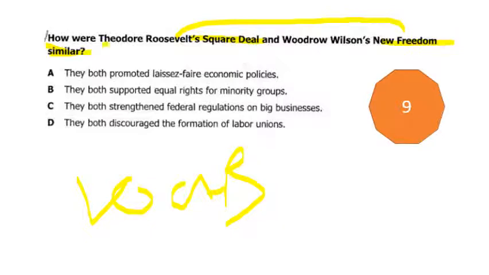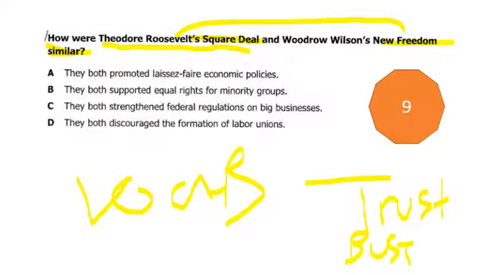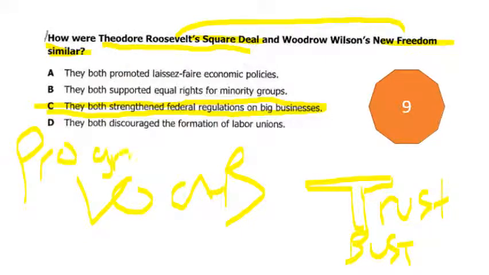And if you can just remember Theodore Roosevelt, because we spent so much time on him, we know that one of his big things was he was a trust buster. Maybe you even remember the government act he used to break up trusts, the Sherman Antitrust Act, and trusts were big, powerful businesses and monopolies that controlled a large portion of the United States economy at the turn of the 20th century. So they both strengthened federal regulations on big business. They were progressive. Another thing you could think of is some of our early progressive presidents, and progressive presidents favored the workers over big business.